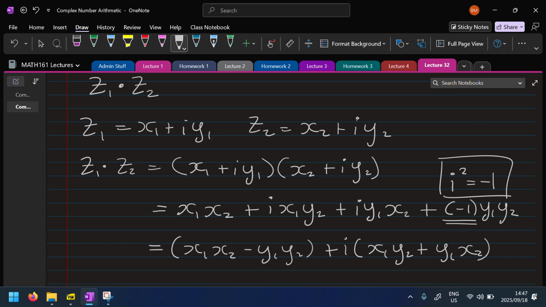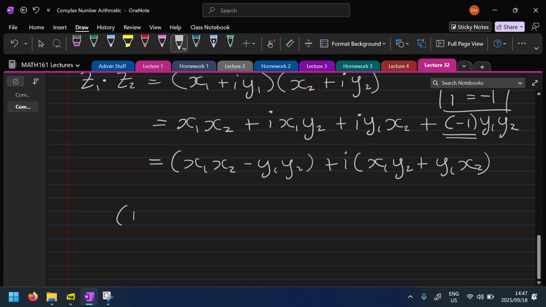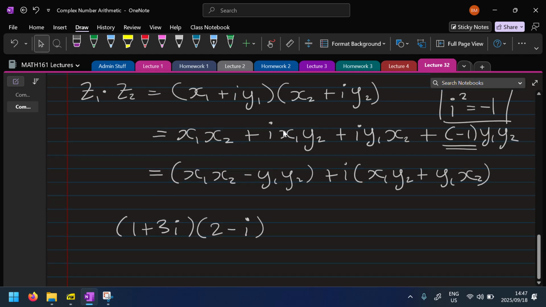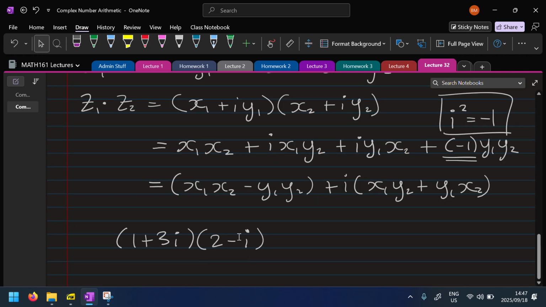Yep. When you're testing us in the first section, do we need to know how to do this, what you showed me? Yes. So if I give you 1 plus 3i, 2 minus i, say, please multiply that out, you multiply it out. I'm just showing you how you FOIL it out. So here, x1, y1 will be 1 and 3, x2, y2 will be 2 and minus 1, and you just follow the same process.